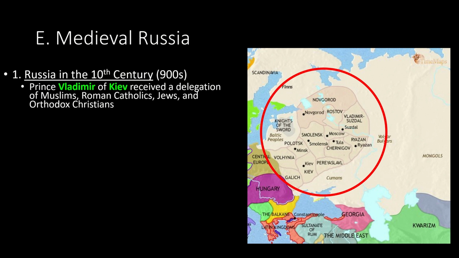So, Prince Vladimir of Kiev receives a delegation of Muslims, Roman Catholics, Jews, and Orthodox Christians. This is in the 10th century, and Russia is ruled by these different areas and these different princes, right? Well, the Prince of Kiev, Vladimir, says, you know what? I want to choose a religion for Russia. And he has all these choices: Muslims, Roman Catholics, Jews, Orthodox Christians. And guess what he chooses, guys? He chose Greek Orthodoxy to be the religion of Russia.